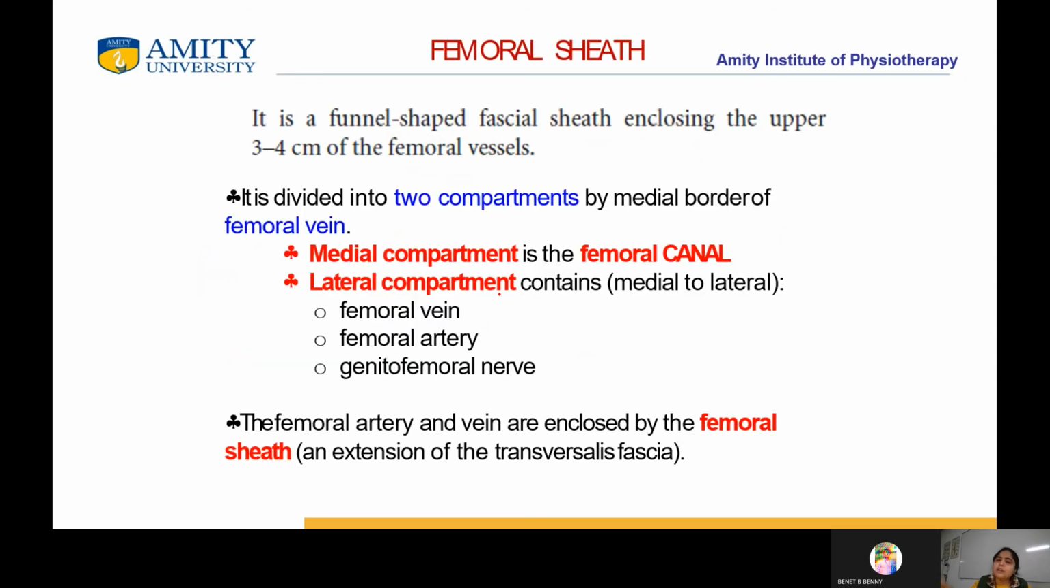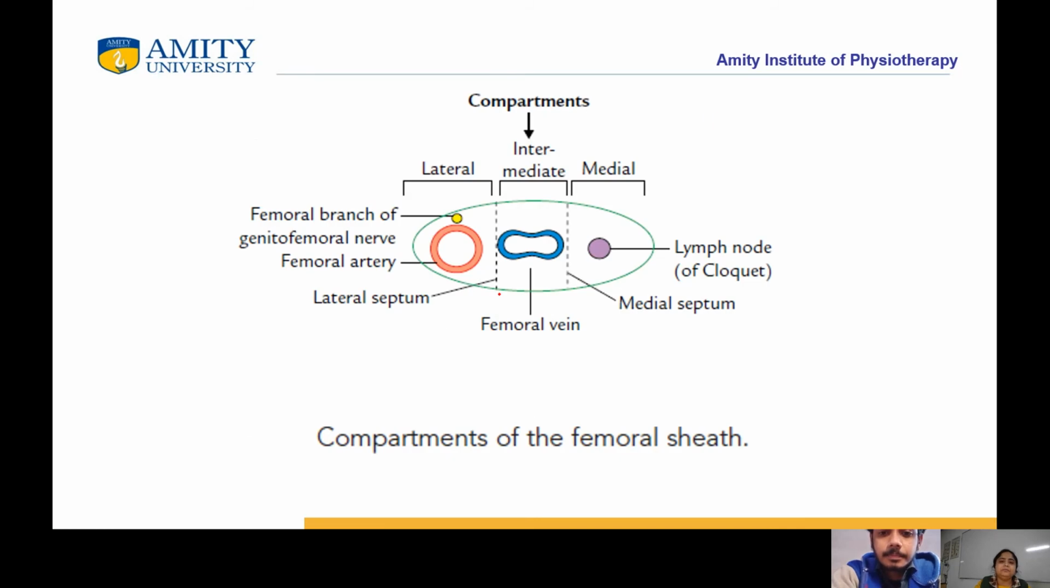nerve. Now, what is a femoral sheath? Femoral sheath is a funnel-shaped fascial sheath which is enclosing the upper 3-4 cm of femoral vessels. So it is divided into two compartments. That is, the medial compartment is the femoral canal, and the lateral compartment from medial to lateral holds femoral vein, artery, and genitofemoral nerve. So the femoral artery and vein are enclosed in the femoral sheath. This femoral sheath is an extension of transversalis fascia.